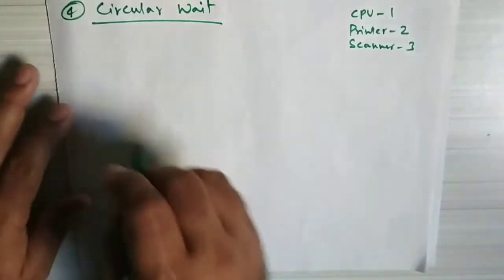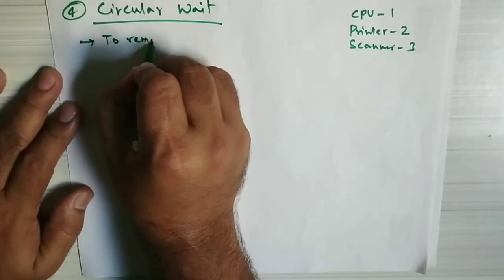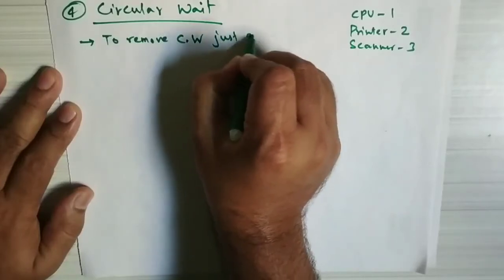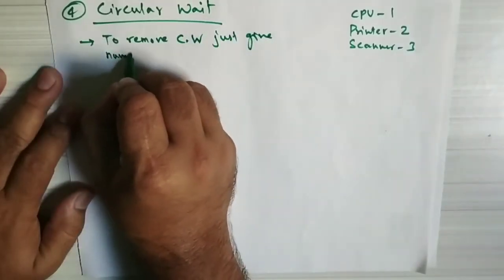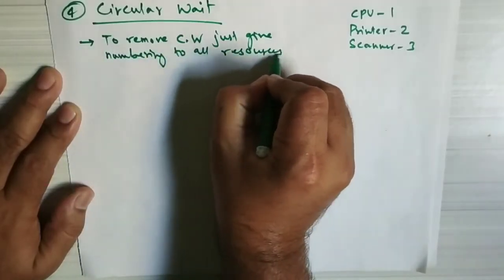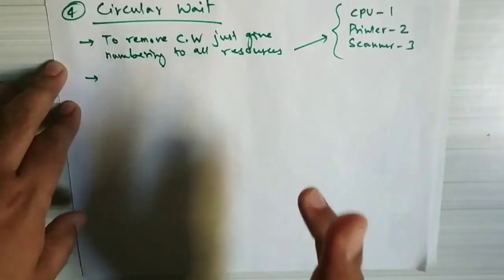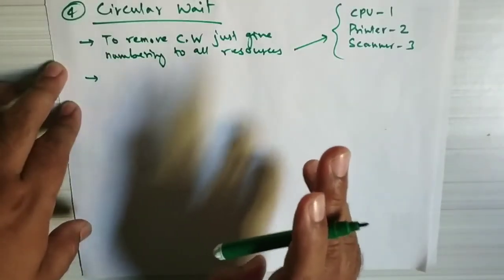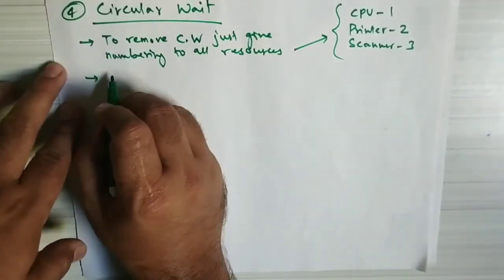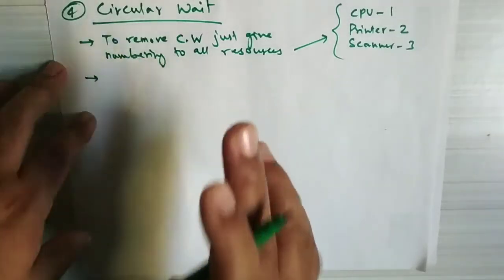Now what we have to do, we need to make sure that to remove the circular wait condition, we just give numbering to all the resources. This is the first thing we have done. After that, the process can request resources in incrementing order only. The second condition, we have to make it compulsory, so that the circular wait condition can be made false.